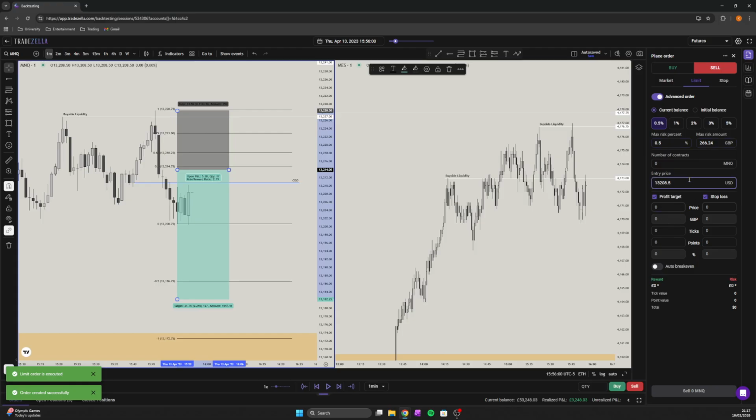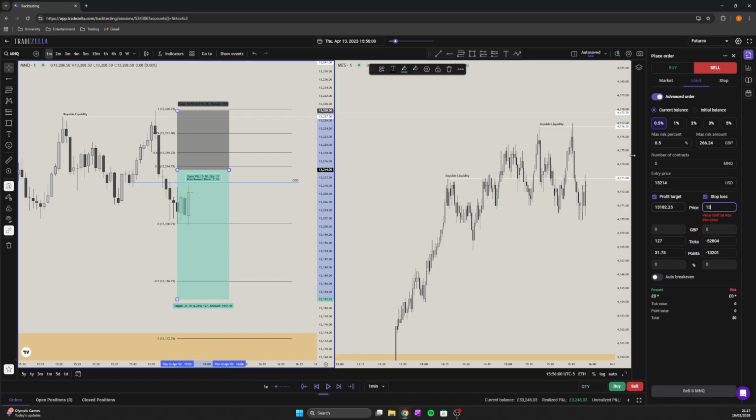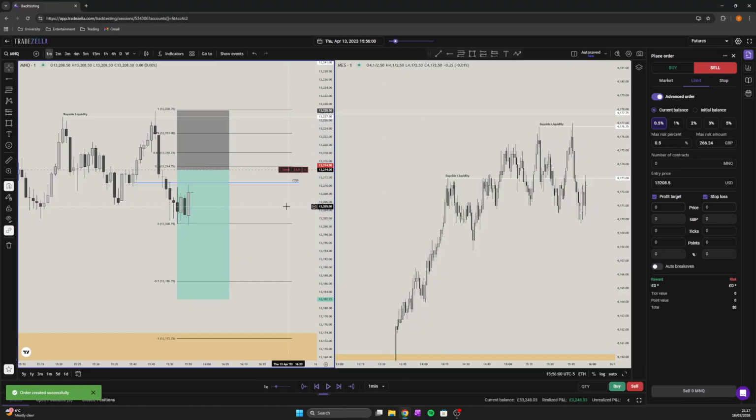Okay, entry price is 13,214. Profit target is 13182.5. And our stop loss is at 13228.5. So yeah, right, that's all. There's a limit.